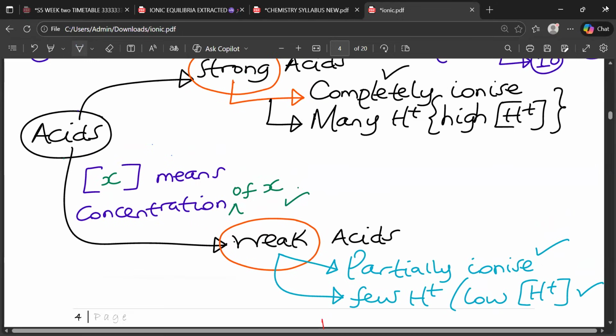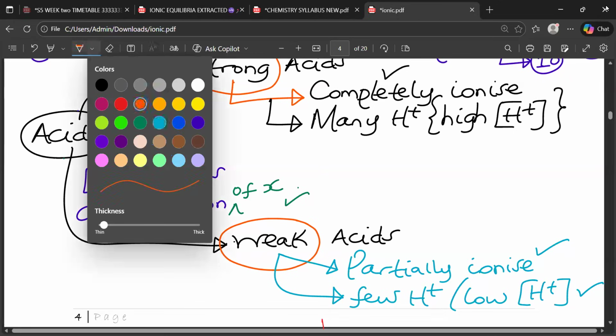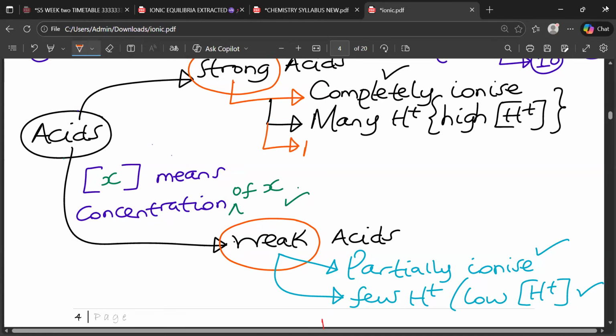Now, we are defining them according to the Arrhenius theory. It is Arrhenius that talked about hydrogen ions and hydroxide ions. But now what if we want to consider Bronsted-Lowry theory, where they talk about donating and accepting protons? So my question is, if this strong acid is completely ionizing and giving us many hydrogen ions, what does that mean? That means that, remember, hydrogen ions are protons. That means it's giving us many protons.